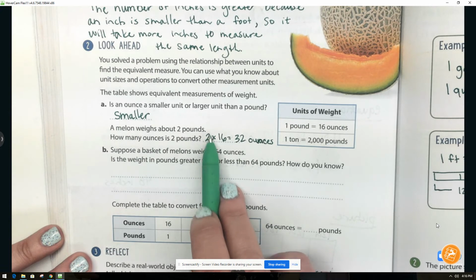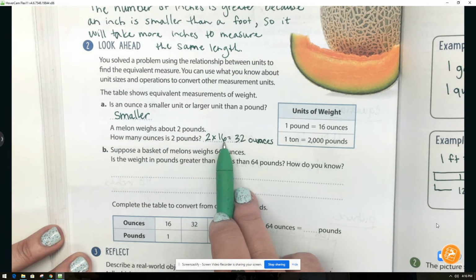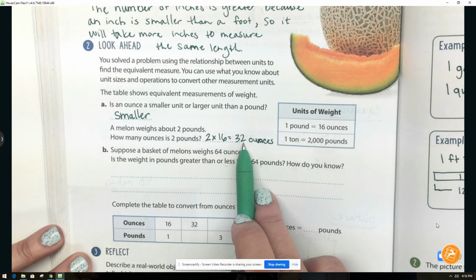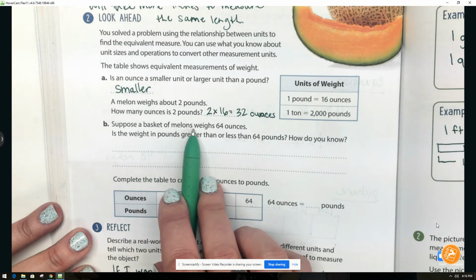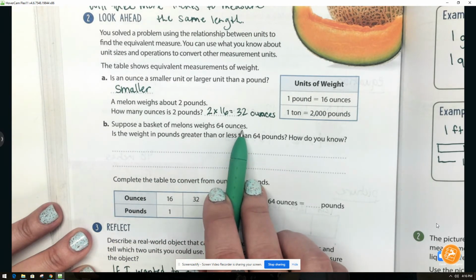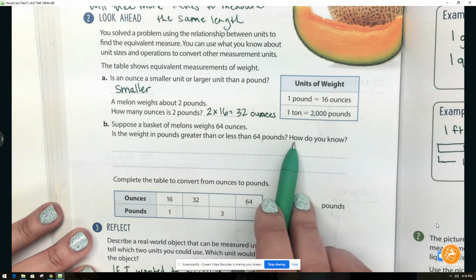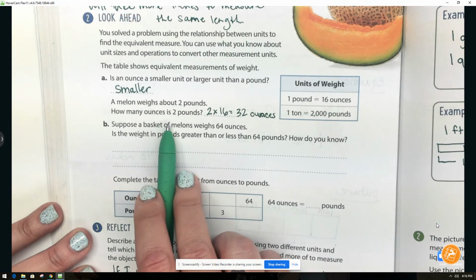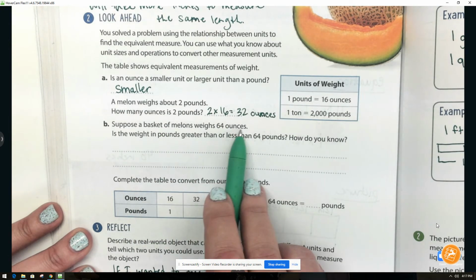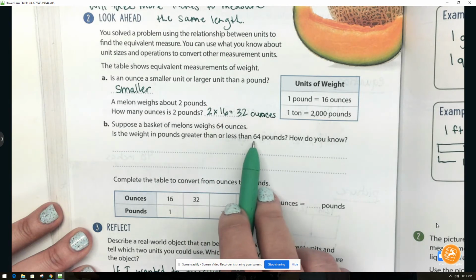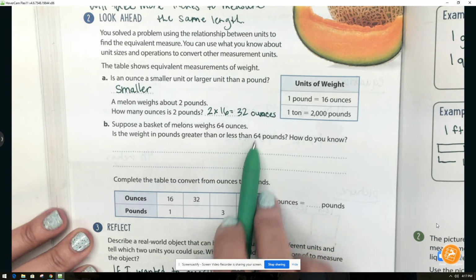Because you're going to multiply the total number of pounds you have times the number of ounces in 1 pound to get your total number of ounces. Now, suppose a basket of melons weighs 64 ounces. Is the weight in pounds greater than or less than 64 pounds? How do you know? Well, remember, ounces are a much smaller unit. So 64 ounces is going to be way lighter than 64 pounds.